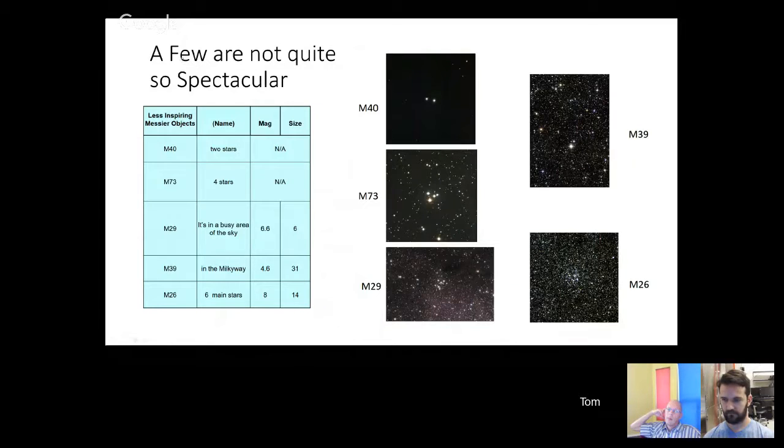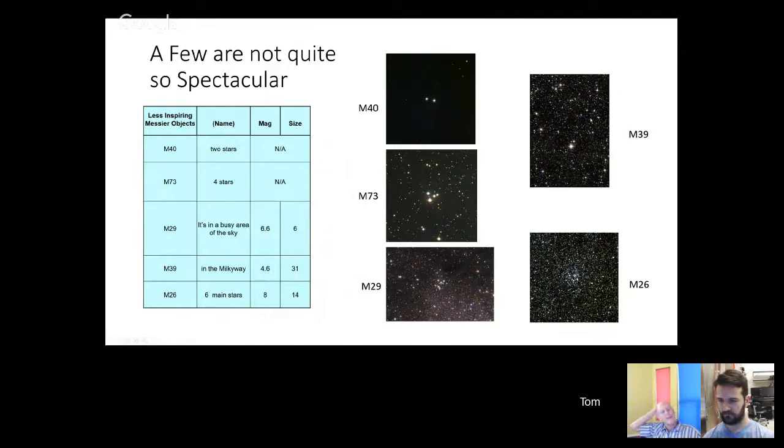Okay, and of course, there's a few that are not quite so spectacular, the least of which is M40, which is just 2 stars. But many people think that was probably just a mistake. He was looking for something else, and that was the only thing in the area, so they listed it. But M73, that's only 4 stars, not so exciting. M29 is not too bad, but it's in a busy area of the sky, and it's like, oh, why is that different than the other clusters? Well, Messier thought it might be a comet, so he made the list.